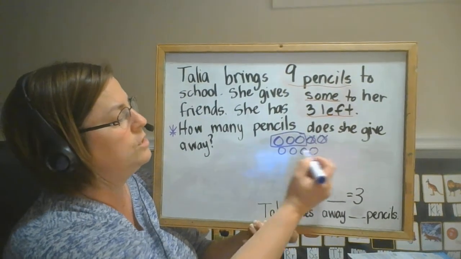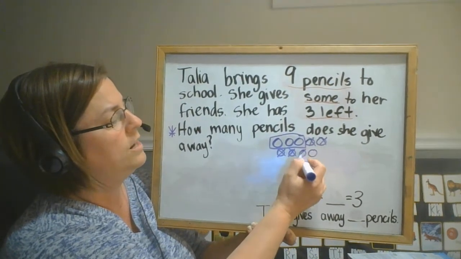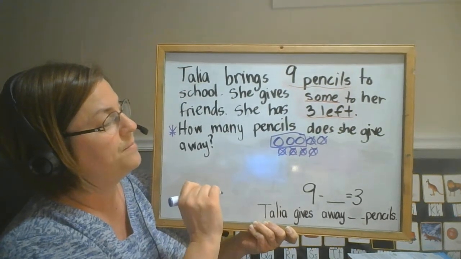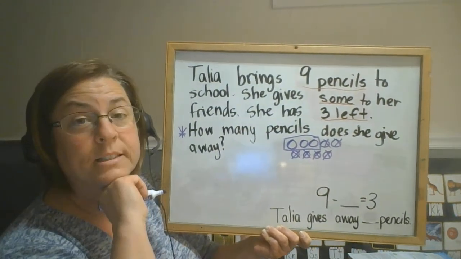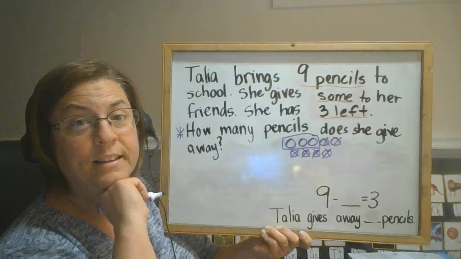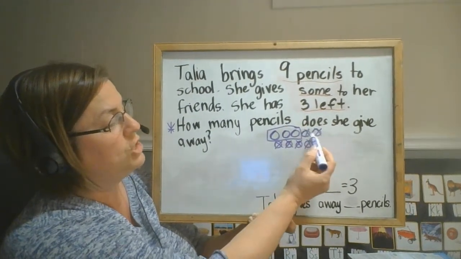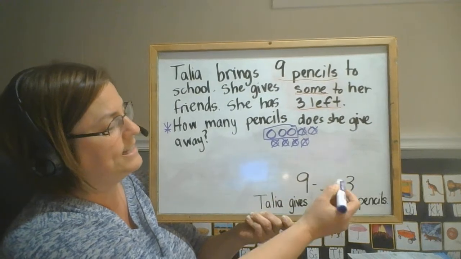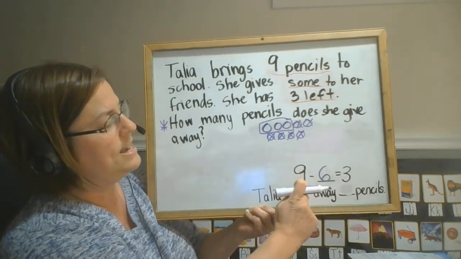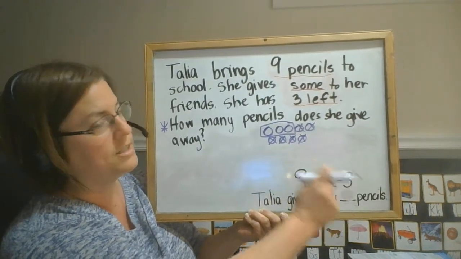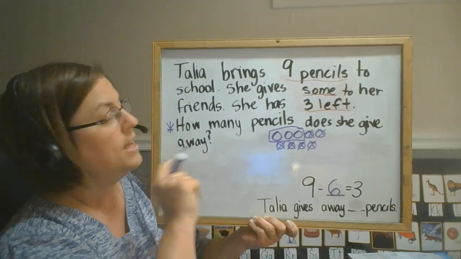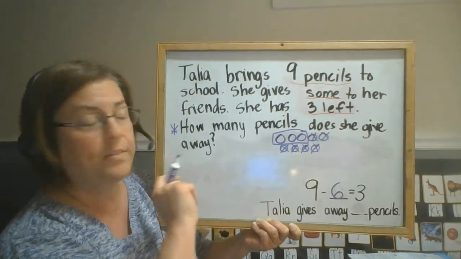1, 2, 3, 4, 5, 6. So how many pencils did Talia give away? 6. So we had 9 and we took away 6. 9 minus 6 equals 3. Let's look at another way that we can work out this problem.